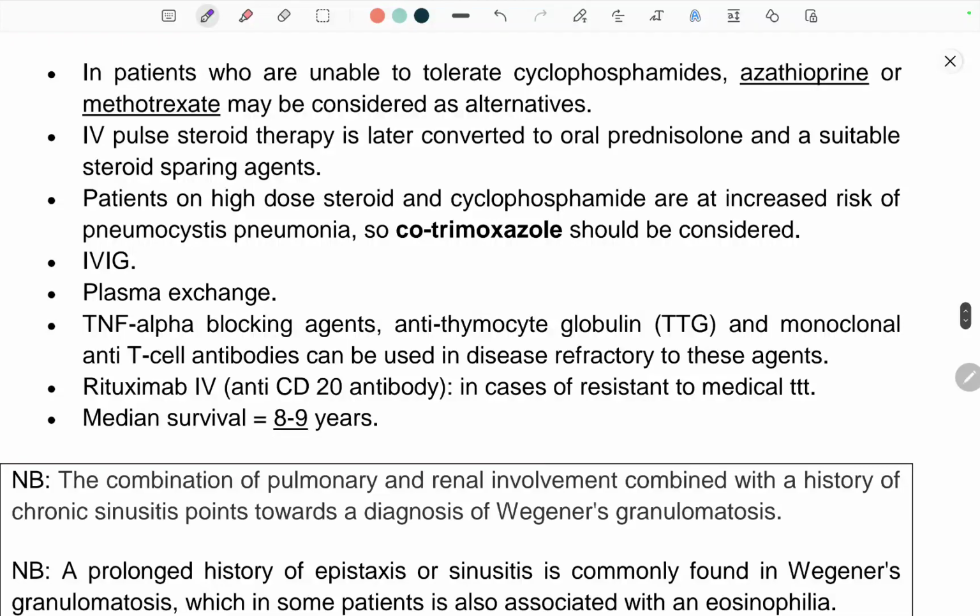Patients who are unable to tolerate cyclophosphamide, azathioprine or methotrexate may be considered as an alternative. IV pulse steroid therapy is later converted to oral prednisolone and a suitable steroid-sparing agent. Patients on high-dose steroid and cyclophosphamide are at increased risk of pneumocystis pneumonia, PCP. So co-trimoxazole, Septran, should be considered. IVIG, plasma exchange, TNF alpha blocking agent, anti-thymocyte globulin, ATG, and monoclonal anti-T cell antibodies can be used in disease refractory to these agents.